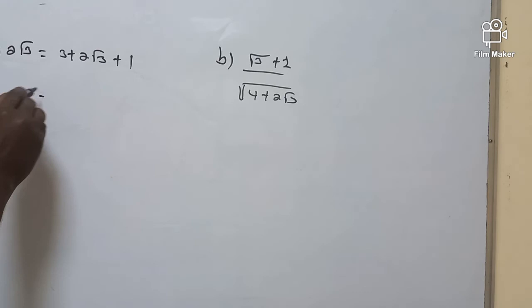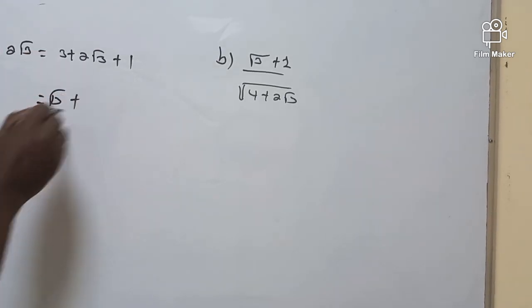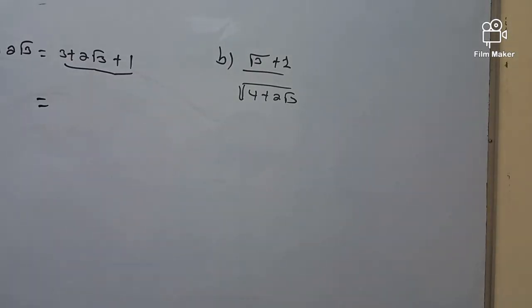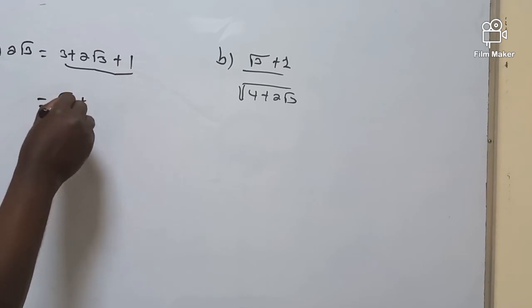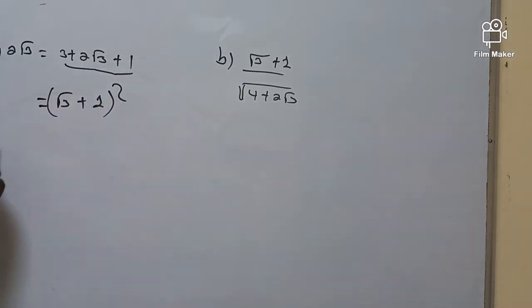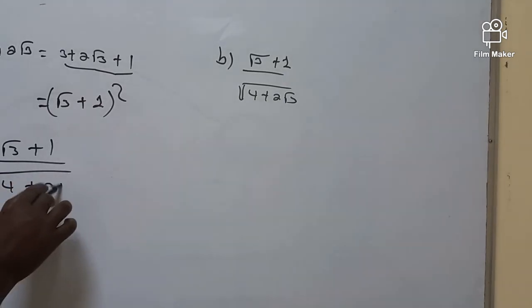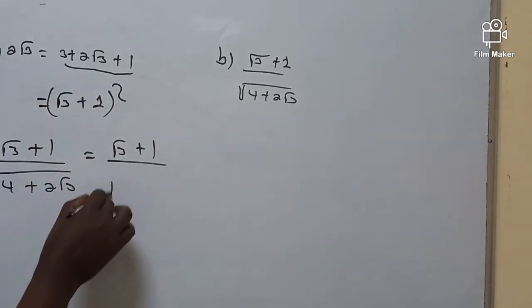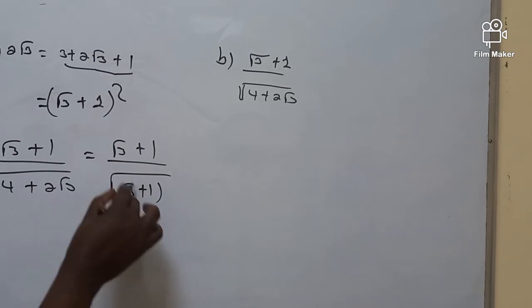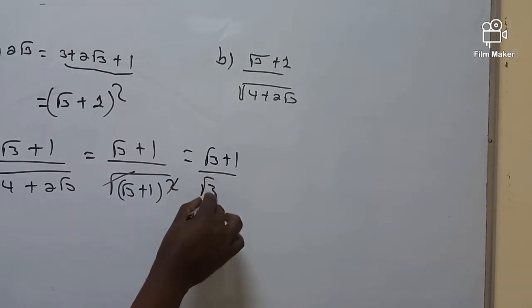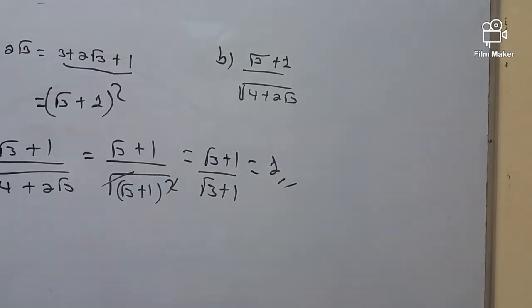Then take the square root of the first, root 3, plus the square root of the last, 1, the whole square, since it is already a perfect square expression. Hence the problem, root 3 plus 1 over radical of 4 plus 2 root 3, becomes root 3 plus 1 over the square root of root 3 plus 1, the whole square. This cancels, giving root 3 plus 1 over root 3 plus 1, which is exactly 1. This is the simplification for this one.